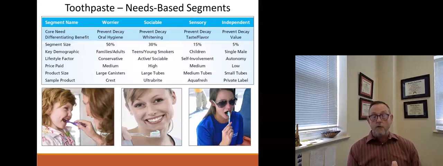The largest is the oral hygiene group. 50% of the market is made up of this segment, all the way down to 5% of the value-driven independent consumers. And again, independent is just a name they've given this profile or this group. And then we have other things here like key demographics, the lifestyle. And think about lifestyle.